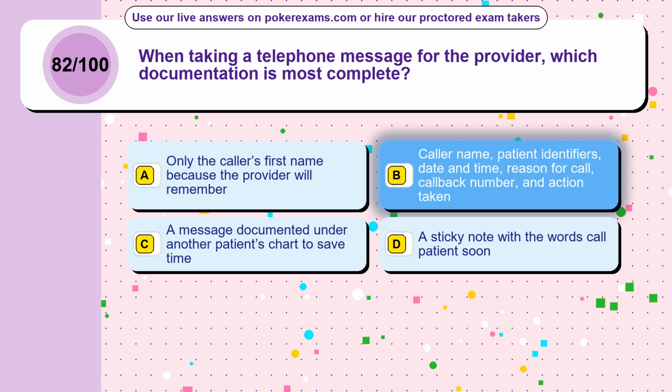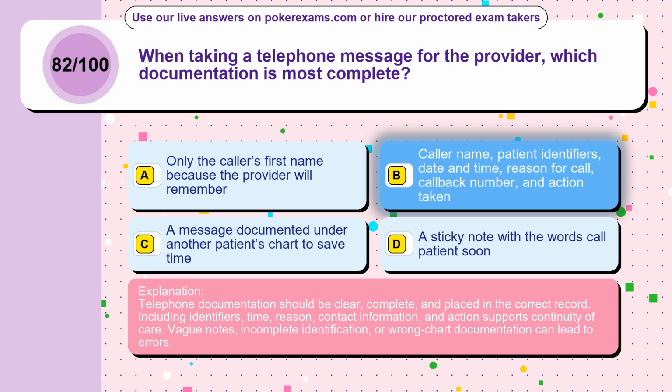The correct answer is option B, caller name, patient identifiers, date and time, reason for call, callback number, and action taken. Telephone documentation should be clear, complete, and placed in the correct record, including identifiers, time, reason, contact information, and action supports continuity of care. Vague notes, incomplete identification, or wrong chart documentation can lead to errors.